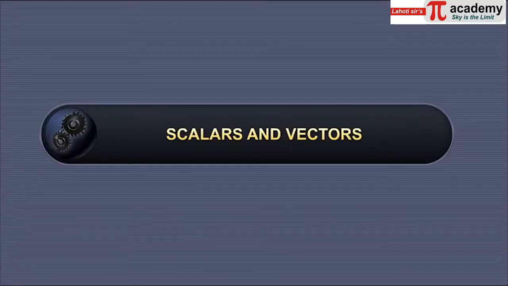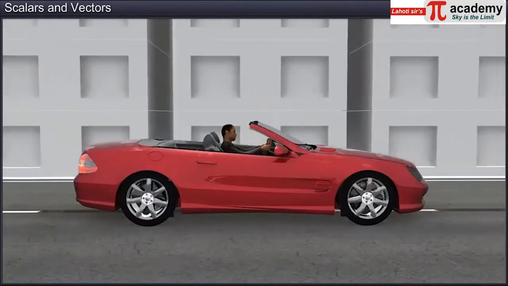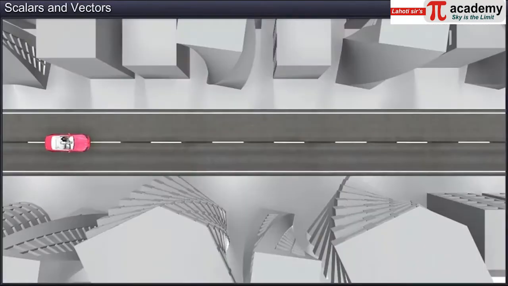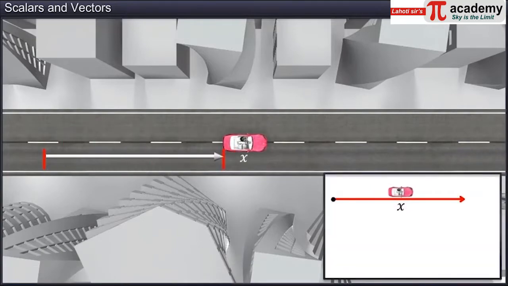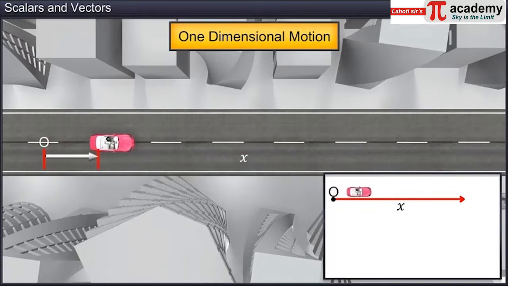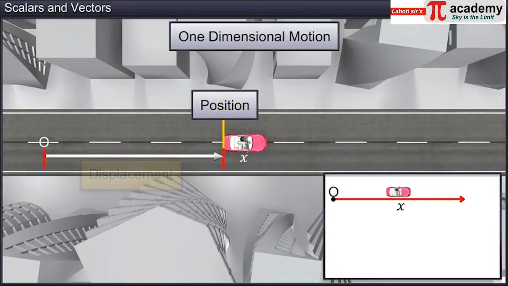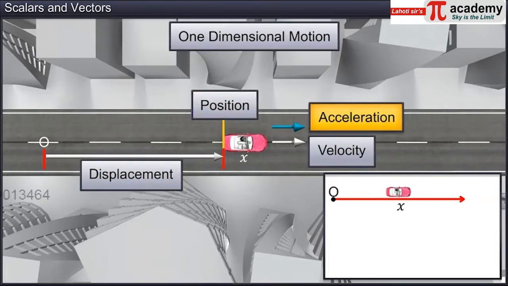In this module, you will learn about the basics of scalars and vectors. Earlier, you learned about the rectilinear motion of bodies. In simple terms, rectilinear motion is a motion that occurs in a straight line. The motion of a body in a straight line is treated as one-dimensional motion. The description of motion of a body involves its position, displacement, velocity, acceleration, and time.